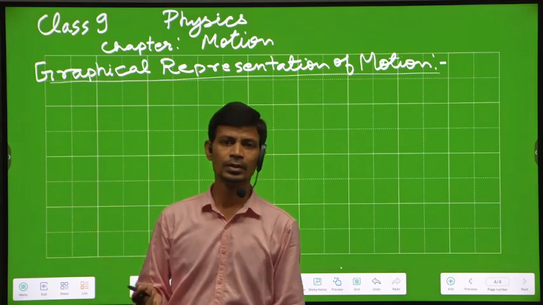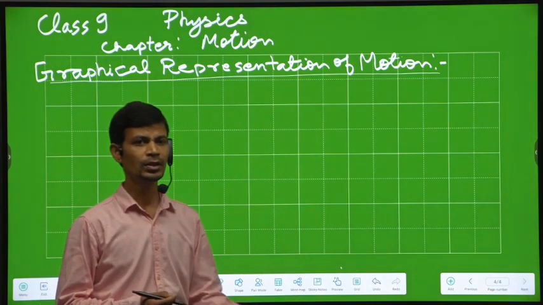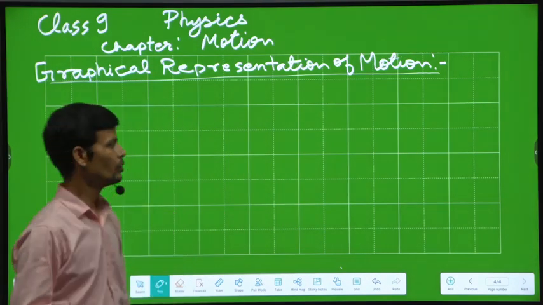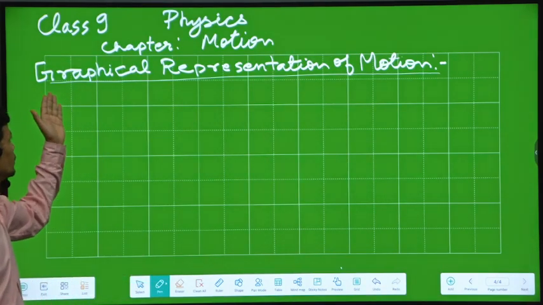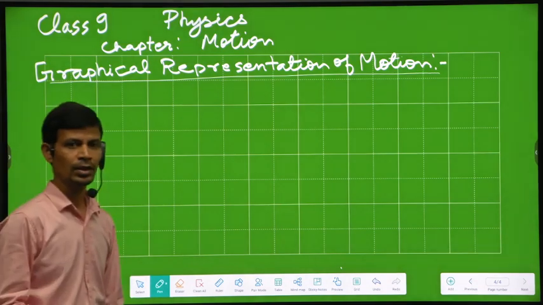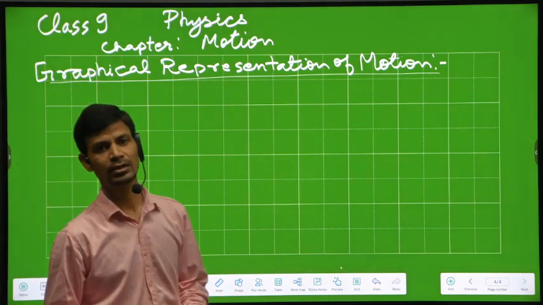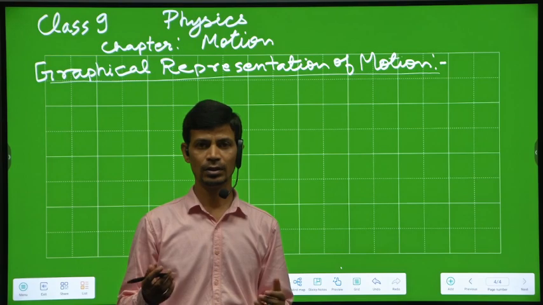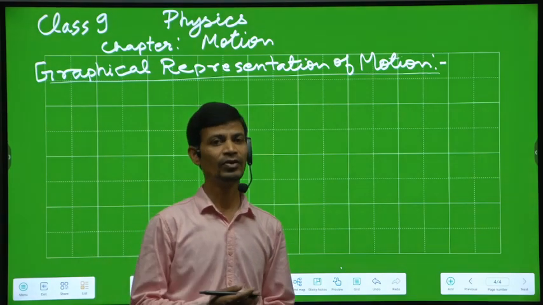So, in the chapter motion, we will see the graphical representation of motion, in which way we can represent the motion in the form of a graph.